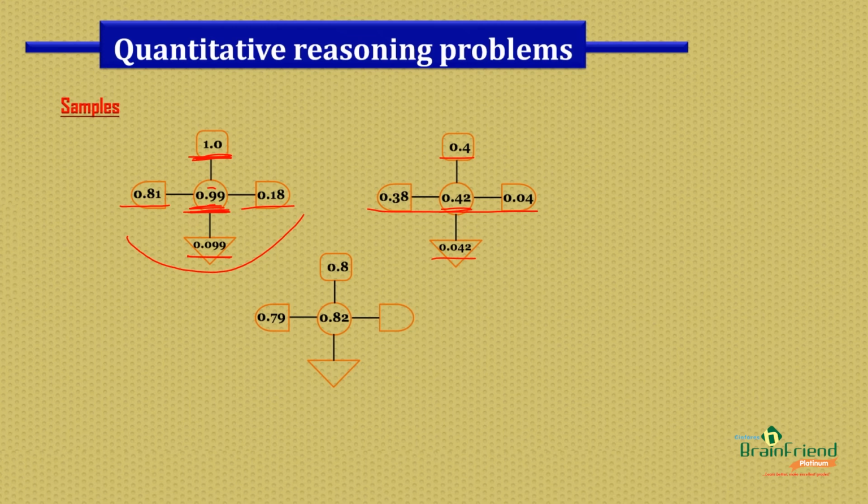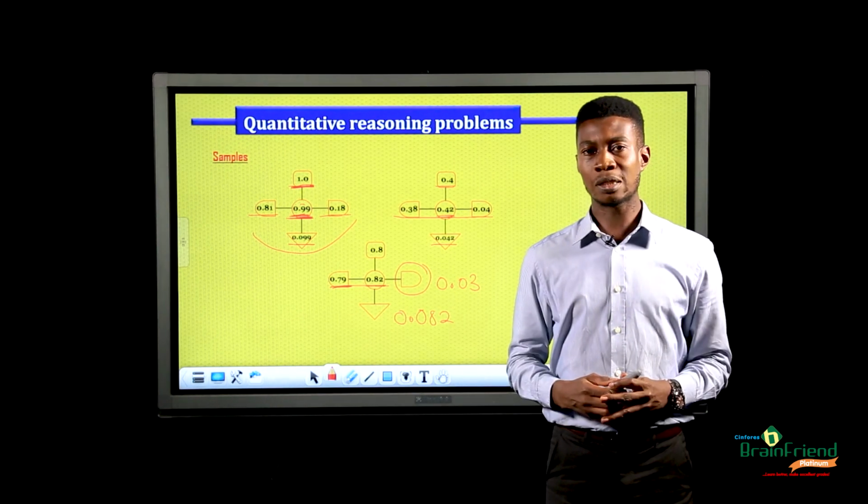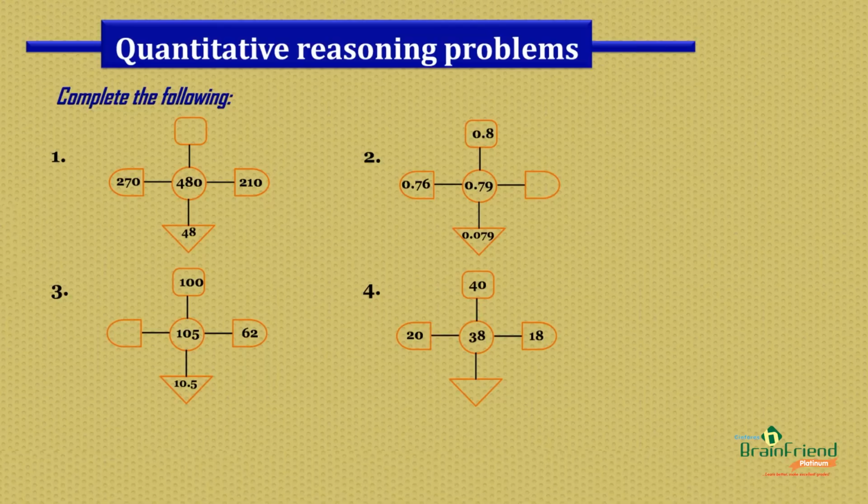To find out what we have here, since we don't have what is meant to be on the right hand side, we will subtract this number from this. And the answer is 0.03. And when we divide what we have here by 10, the answer is 0.082. I hope those samples were clear enough. Now try out these questions. I believe you are done.